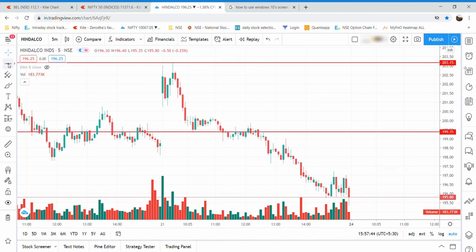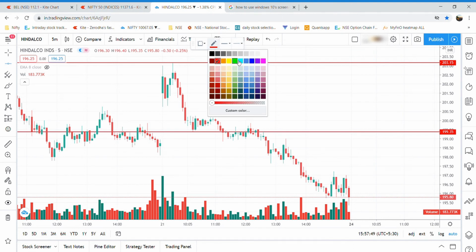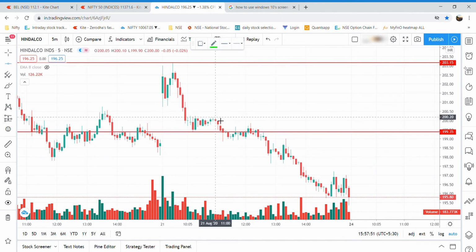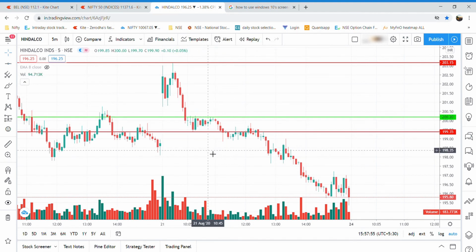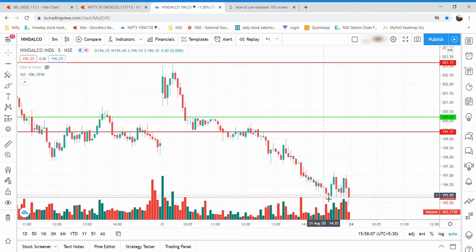So this line over here will be a stop loss for the day. And you see, guys, the price has gone from, what was it, 199 all the way to 196, 3 rupees just in this trade.